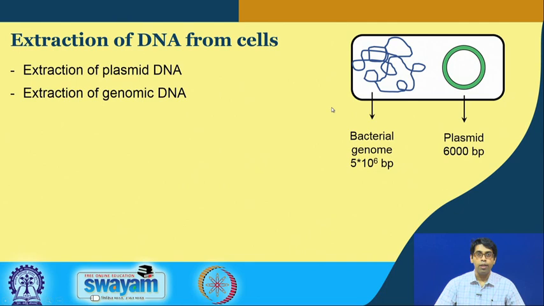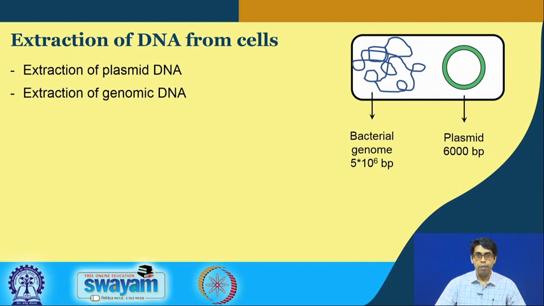So, in this week, we are going to see extraction of DNA from cells, and we will mostly talk about extraction of DNA from bacteria. In case of bacteria, there are two different types of DNA. One is called the plasmid DNA and the other one is the genomic DNA. Genomic DNA is the DNA which encodes all the proteins and other information for the normal function or the survival of the bacteria.